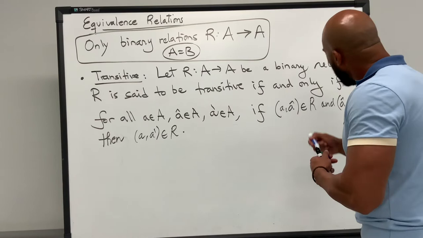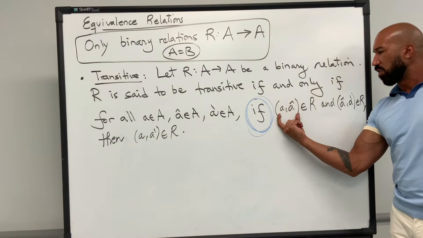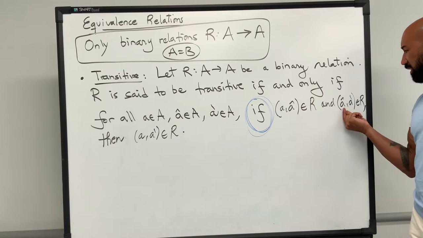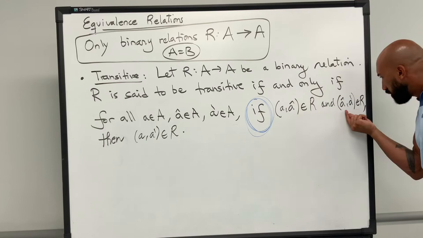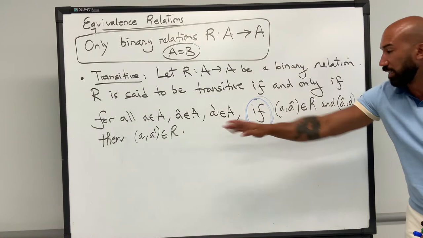What is this telling us? Again, you need to stress this "if" here. What this "if" is telling us is that we need to check every single configuration like this: every configuration of two pairs in which the second component of the first is equal to the first component of the second pair. You need to check all these configurations. If you don't have this configuration, no problem. If this is not satisfied, no problem. Okay? You don't need that in that case. But every time you have a configuration like this, that needs to be satisfied.